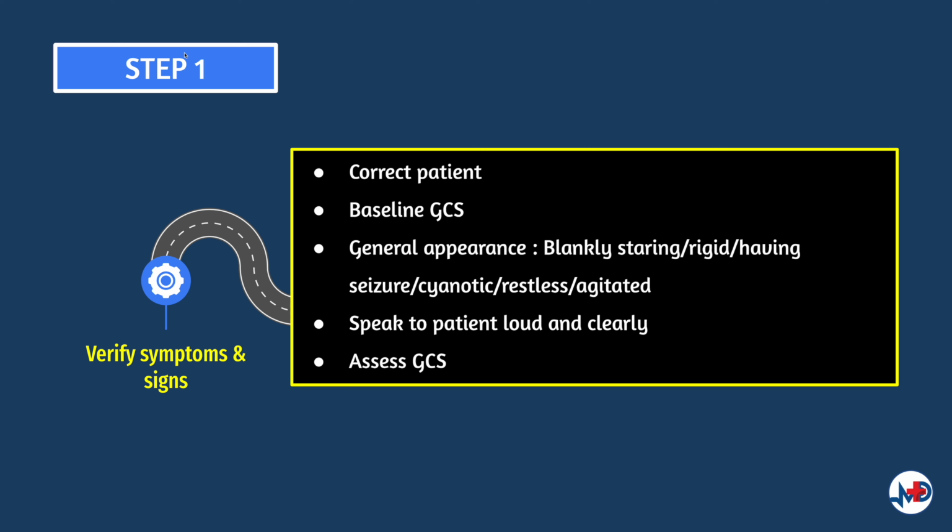Look at the patient's general appearance, such as if the patient is having a blank stare, or is there rigidity, having a seizure, cyanotic, restless, or agitated. Assess the GCS by speaking to the patient loudly and clearly.